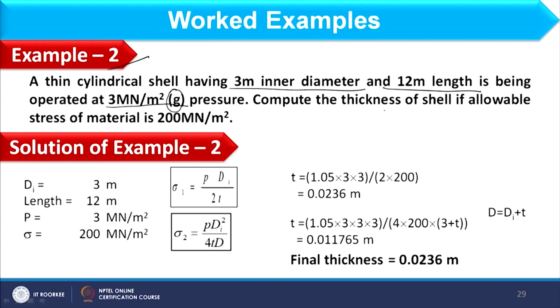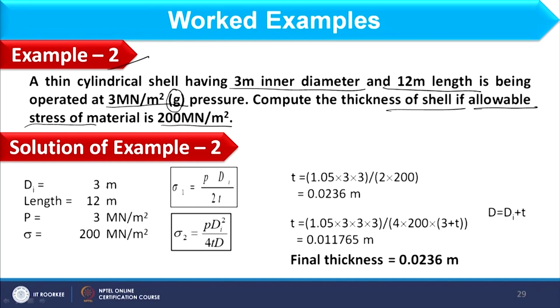What we need to compute is the thickness of the shell if the allowable stress of the material is 200 mega Newton per meter square. What is allowable stress, that again we will have a separate lecture to define, and there we will discuss when time comes. Please consider this allowable stress right now as it is. Okay. So, let us start the solution. Here I am having di and length, and internal pressure is given as 3 mega Newton per meter square, and allowable stress we have equated to sigma value, either sigma 1 or sigma 2, whatever expression I am using. In that expression sigma will be replaced by allowable stress. How it is replaced by allowable stress, that also will be discussed in upcoming lectures.